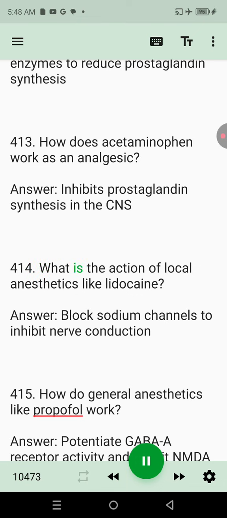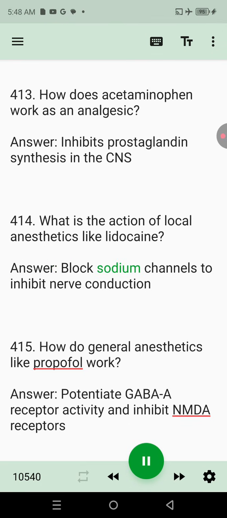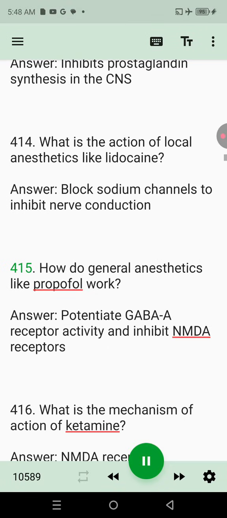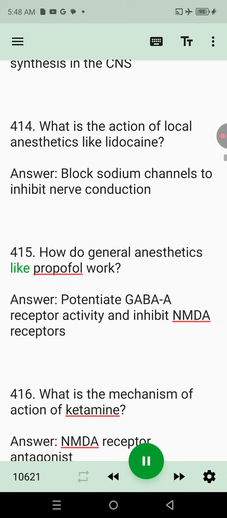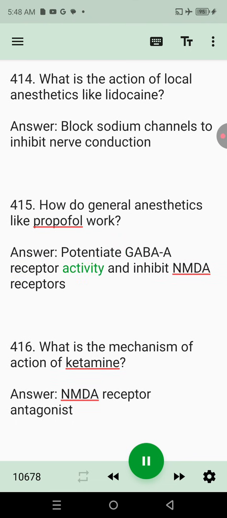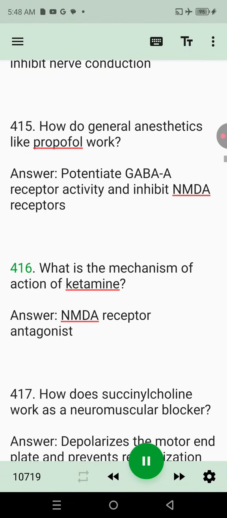414. What is the action of local anesthetics like lidocaine? Answer. Block sodium channels to inhibit nerve conduction. 415. How do general anesthetics like propofol work? Answer. Potentiate GABA receptor activity and inhibit NMDA receptors.